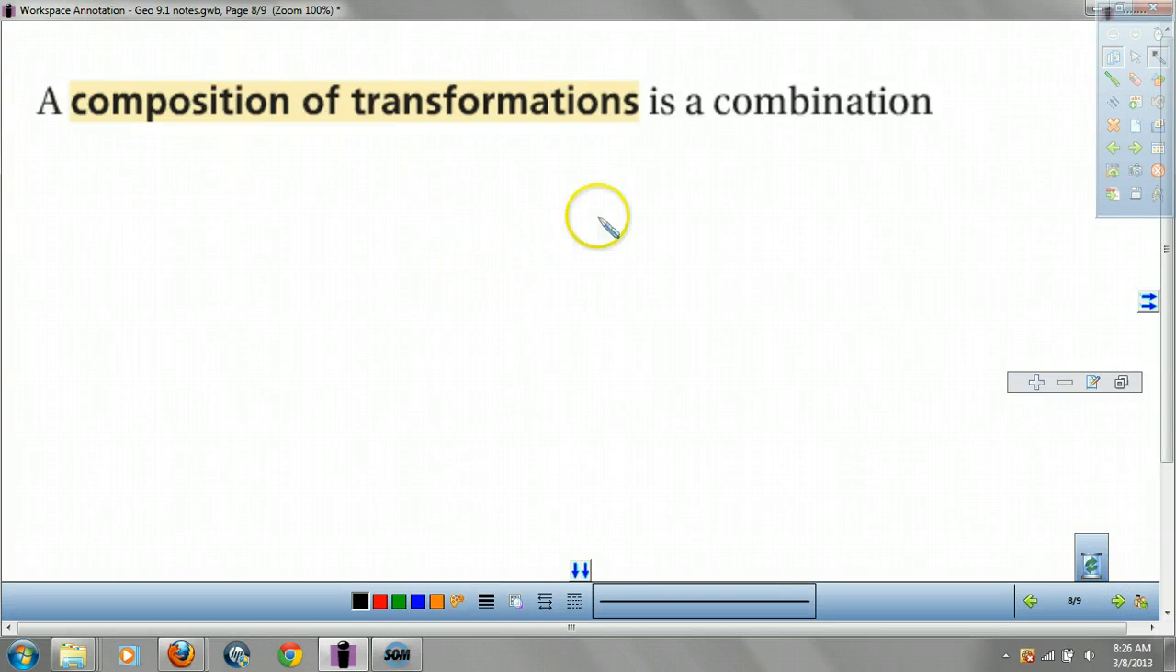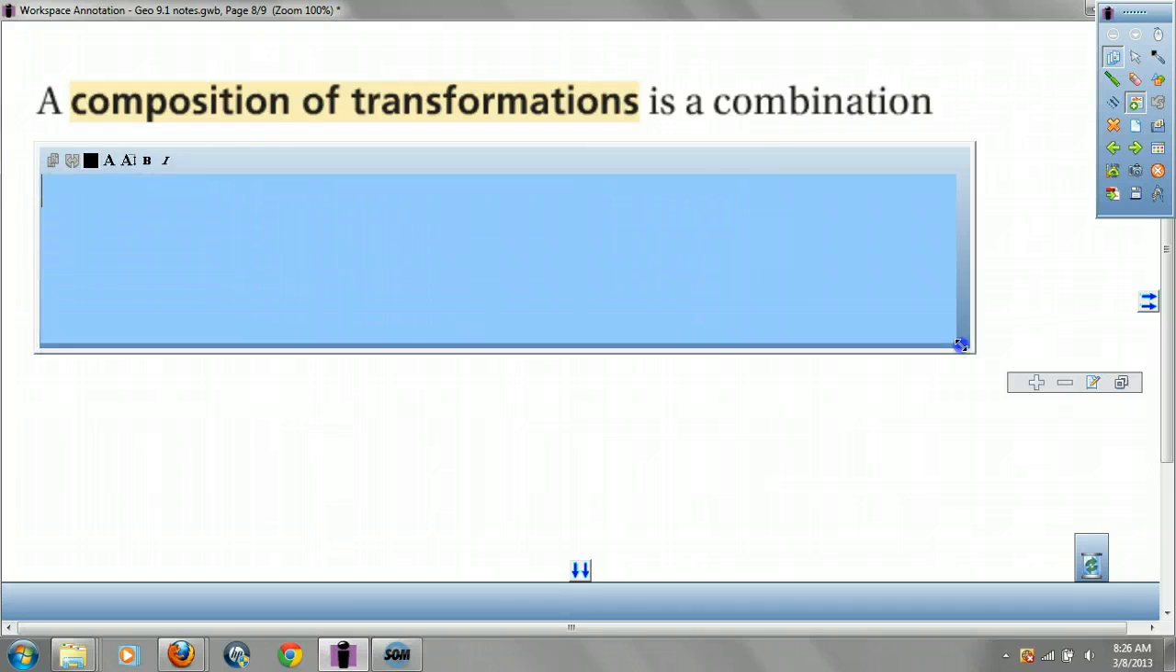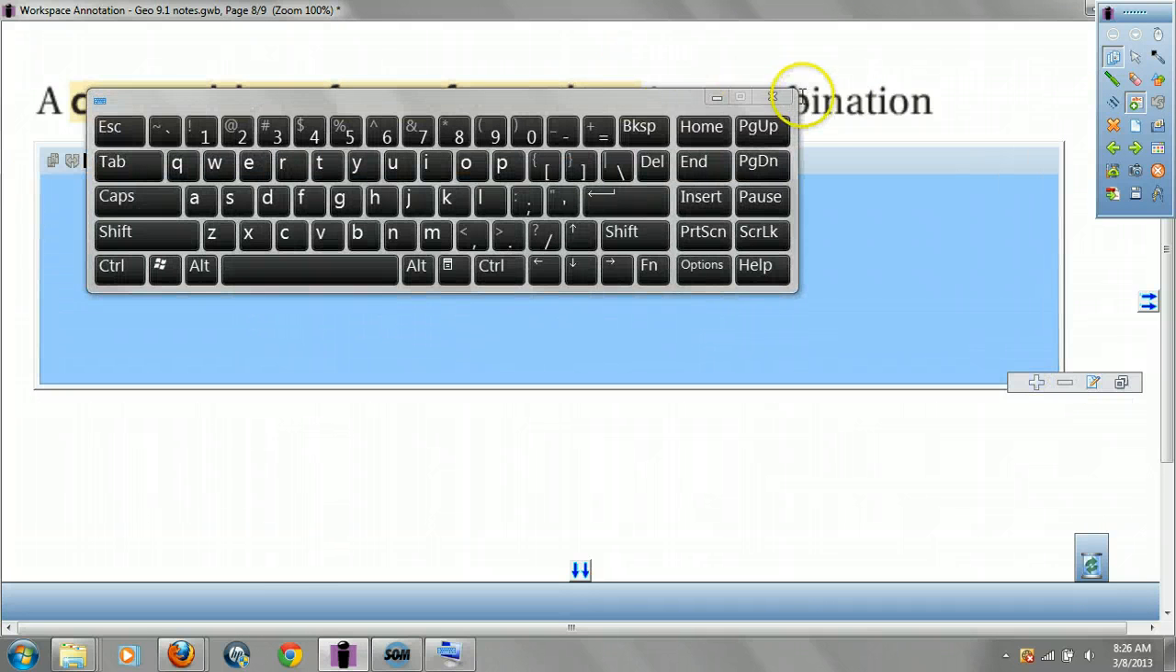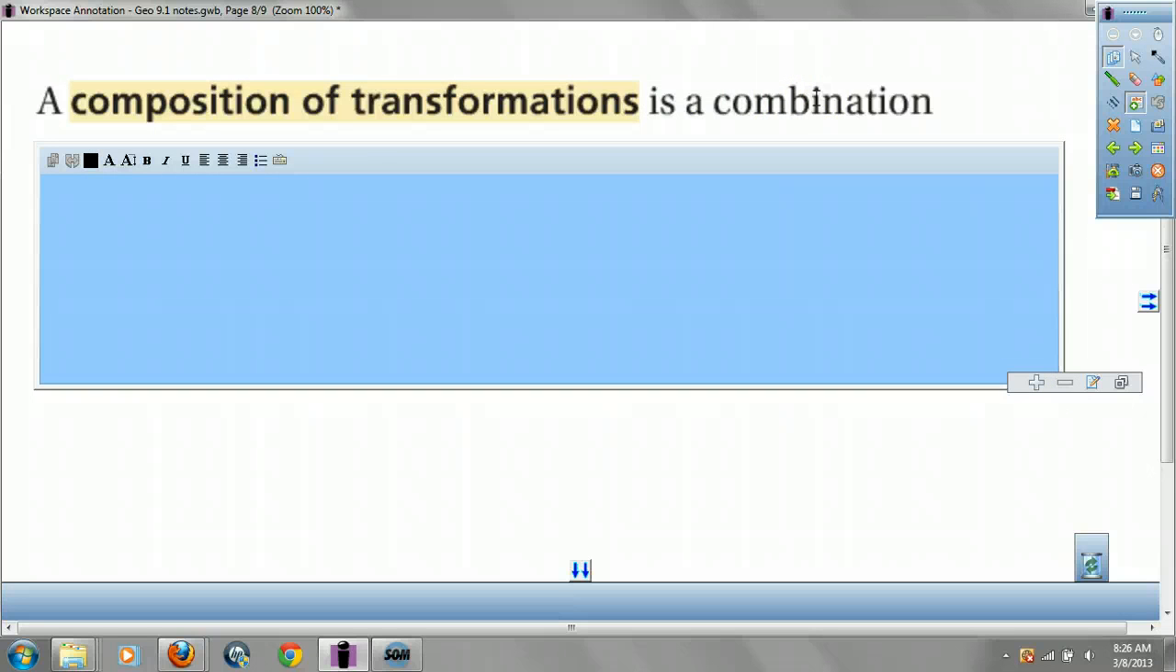A composition of transformations is a combination of two or more transformations. So we're combining some together, guys.